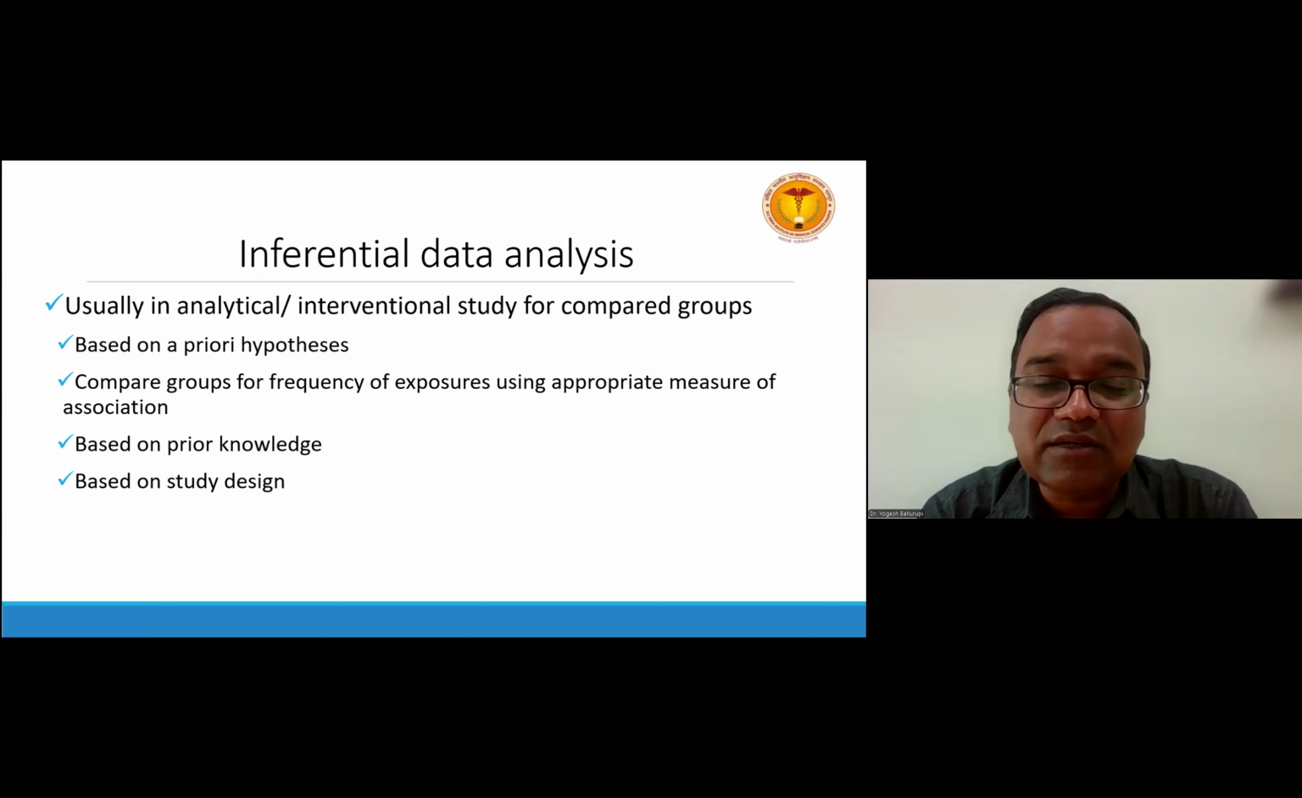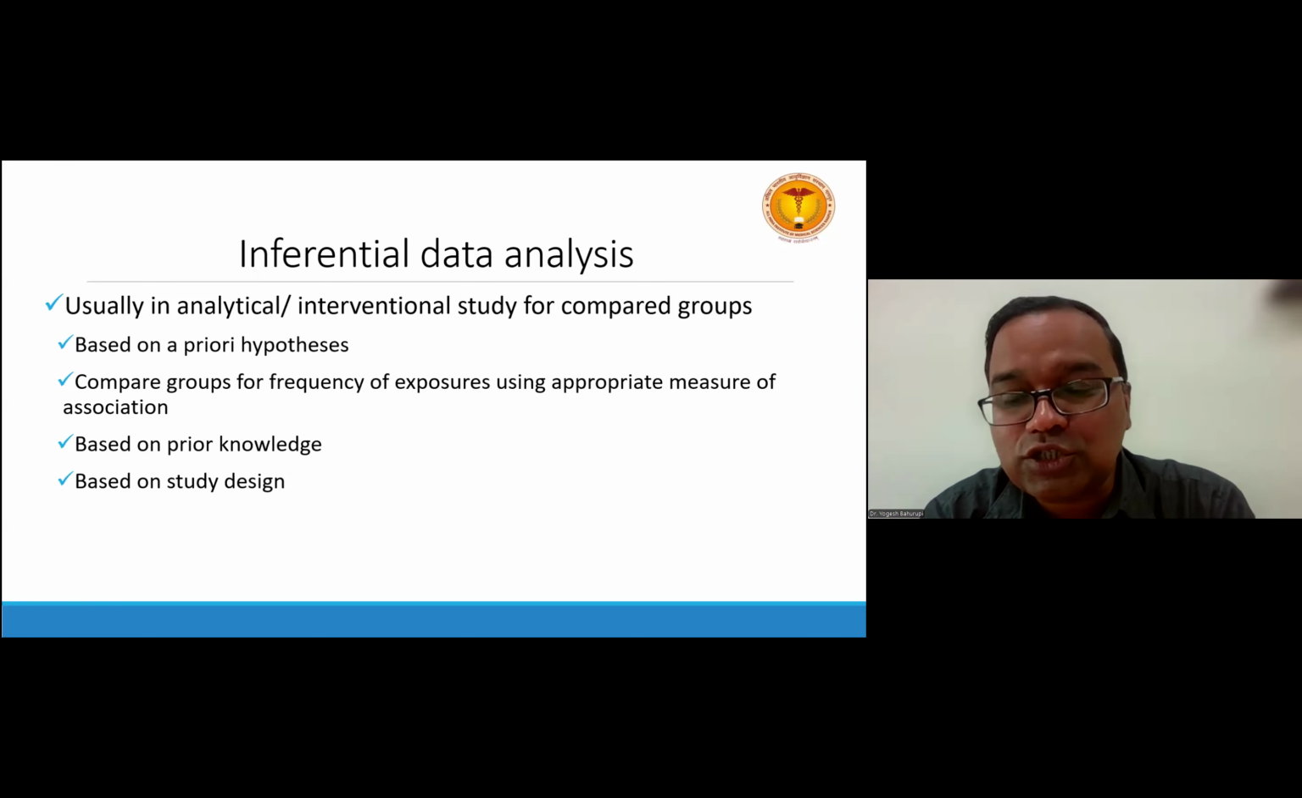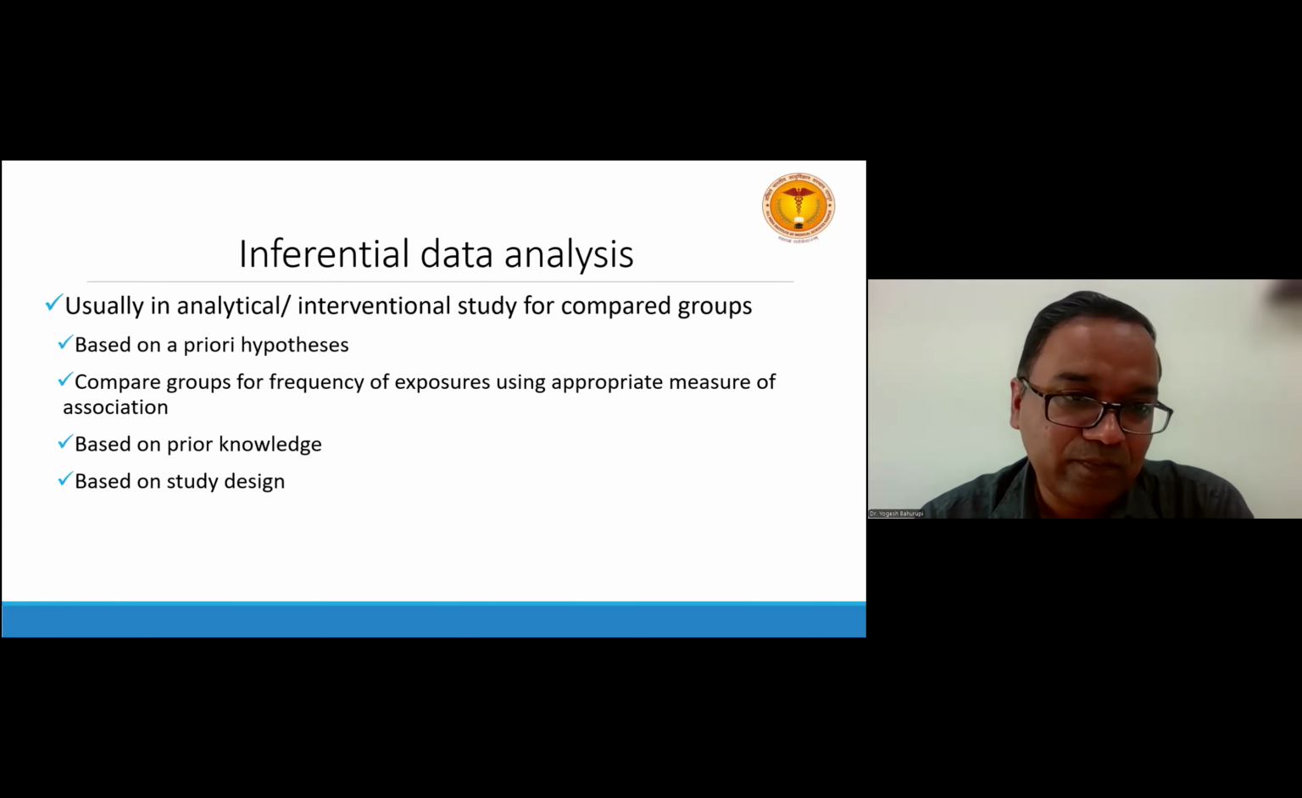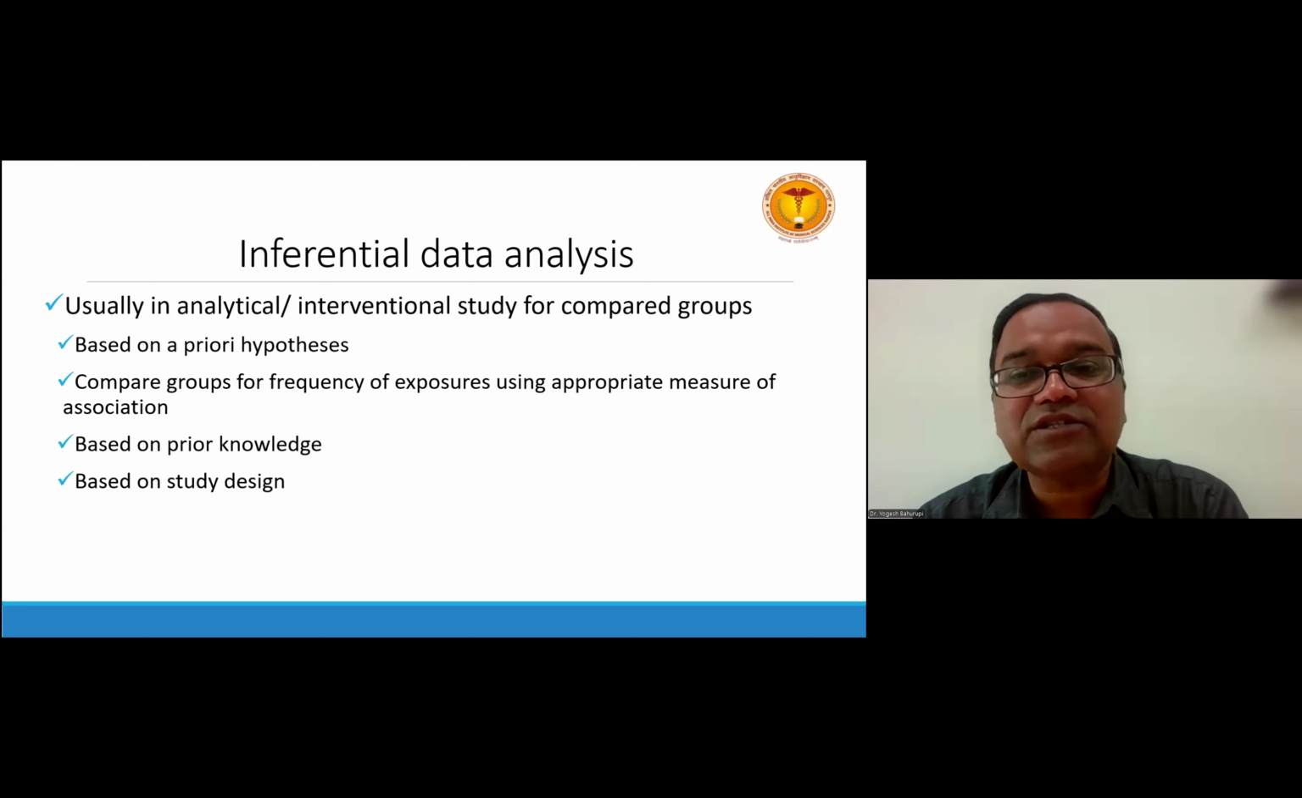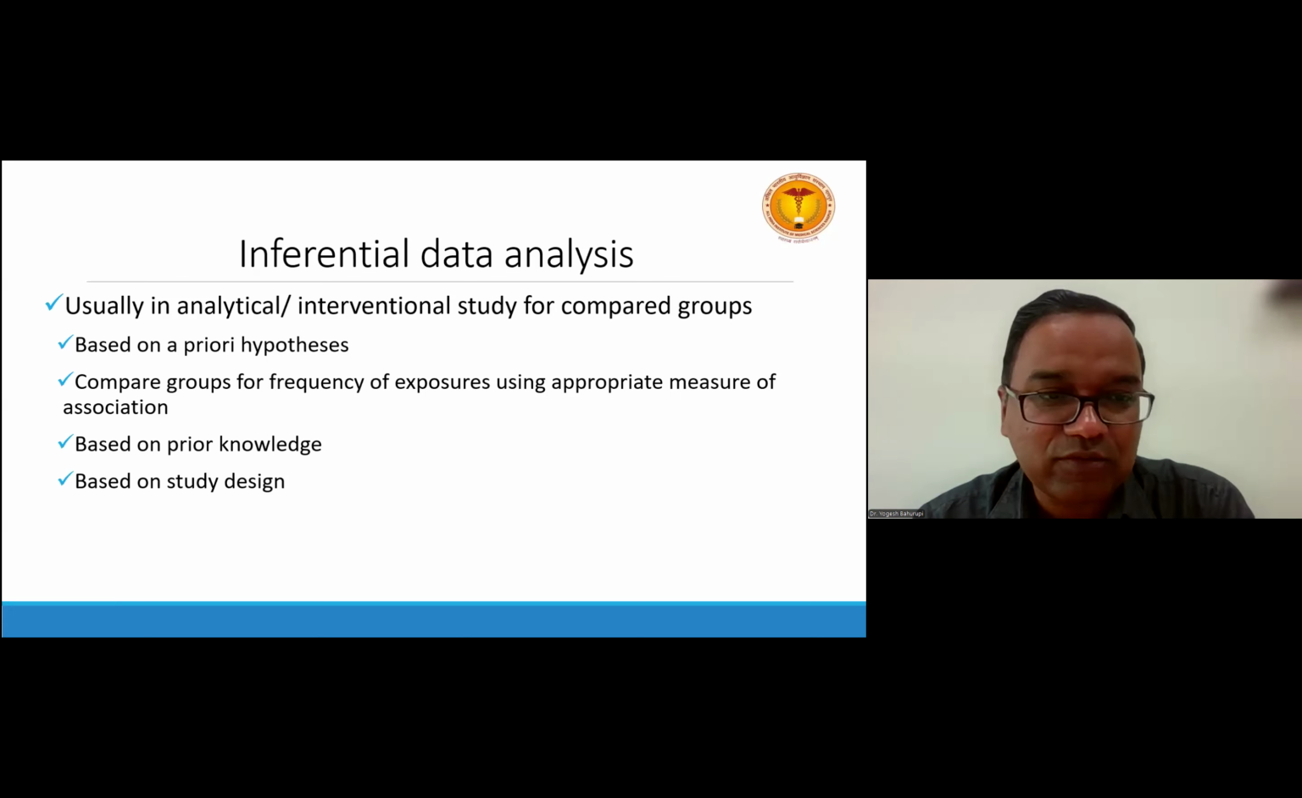There is something called a strength of association. Now, the strength of association is often expressed in terms of relative risk, odds ratio, and the other risk ratios. So there's a difference between test of association and strength of association. So please be aware of this.